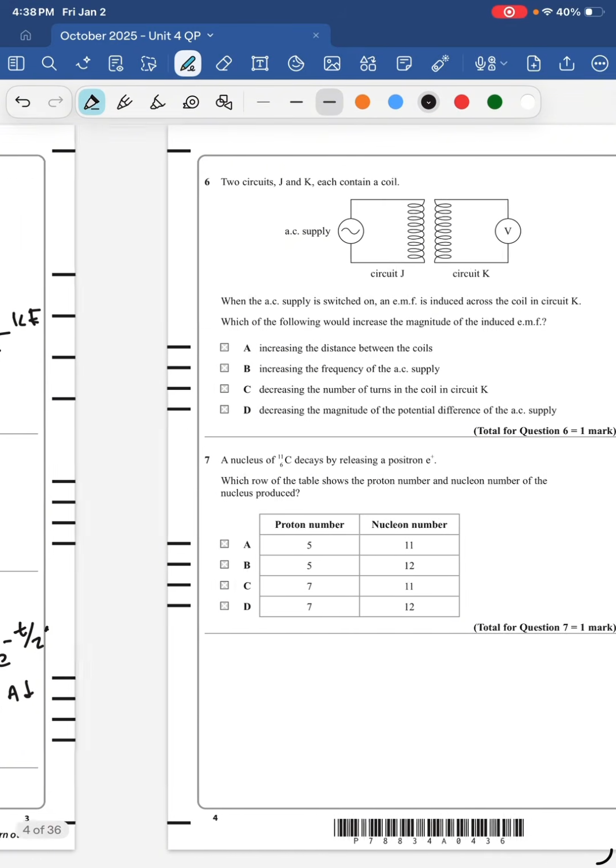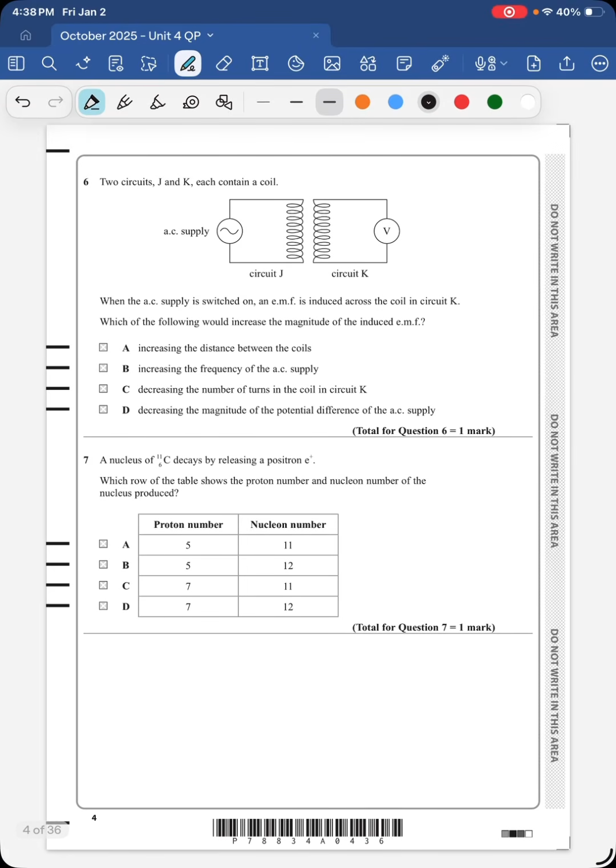So, let's move on to question number 6. This was a little bit tricky and I got fooled in the beginning, but then I found my mistake. So we have two circuits, J and K, each contain a coil.